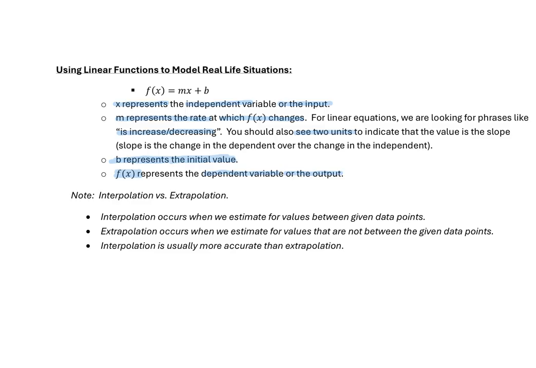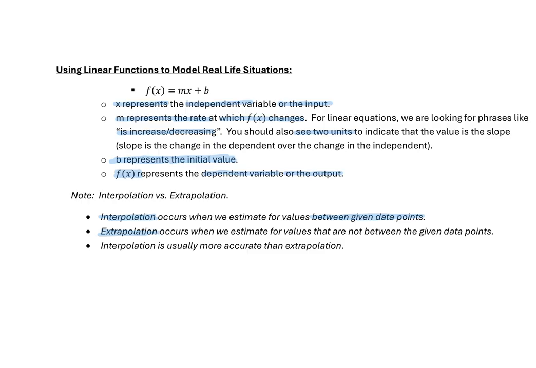One of the new topics that we're going to look at in this section is linear equations are great for modeling real life situations, but they may have restrictions on them. And so we want to talk about interpolation versus extrapolation. Interpolation occurs when we estimate values between given data points. So for instance, if we're looking at something that's happening between 2010 and 2020, if we pick a number between there, we call it interpolation.